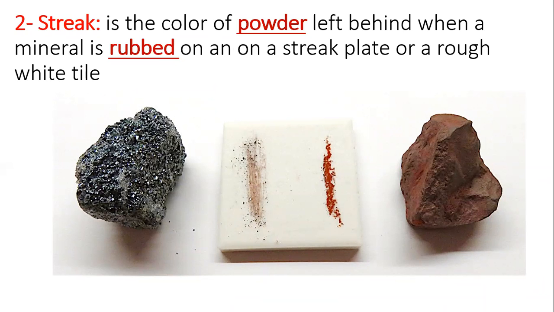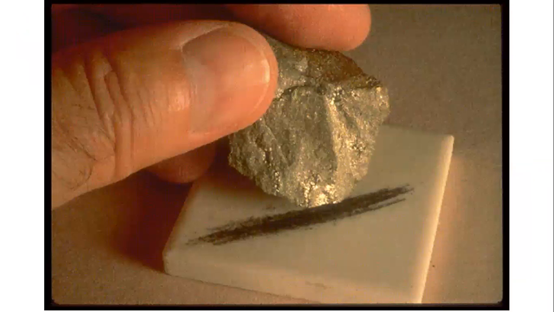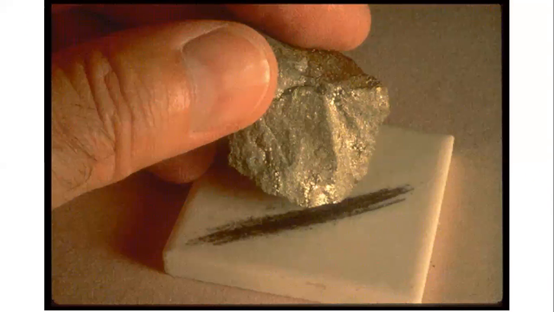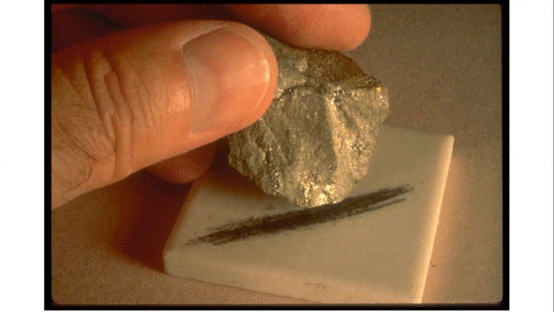Okay, so now we move to the second method, which is streak. Streak is the color of the powder left behind after we rub the mineral against a rough white tile. Do you know the white tile in here? Like this picture. Yes, so we get the mineral, we rub it against the white tile. The powder left behind is what we call a streak.